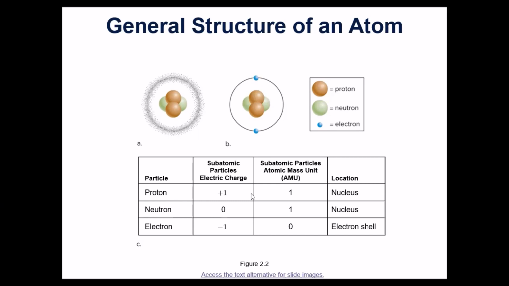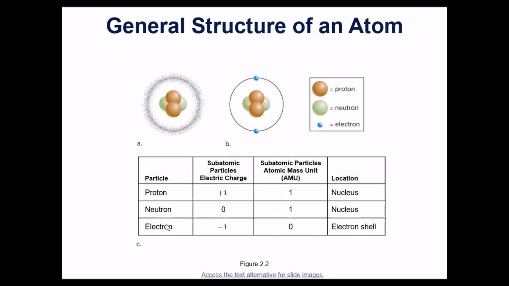If you look at a proton, it's got an electric charge of 1, so it's positively charged. It has a mass of 1, so it has a measurable mass, and its location is inside of the nucleus. Neutron, we said already that it's neutral, so there's no charge associated with it. It also has a mass of 1, the same mass or weight as the proton, and it's also located in the nucleus.